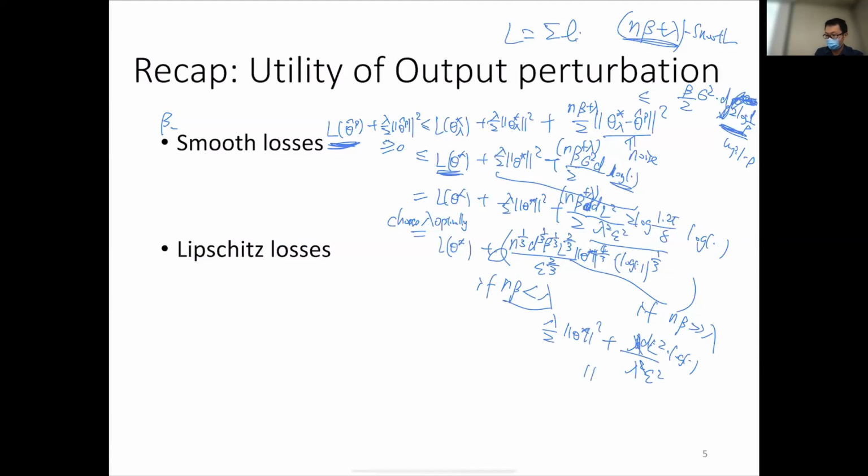So when you choose lambda optimally, instead of getting this n to the 1/3 over epsilon to the 2/3 term, you'll get square root of n, square root of n epsilon and square root of d L and log of that. Whether or not which term is large really depends on the relative difference between n times beta and lambda. Usually n times beta is much larger than lambda, but for very smooth problems, for some problems that are nearly linear, it might be the other way around.